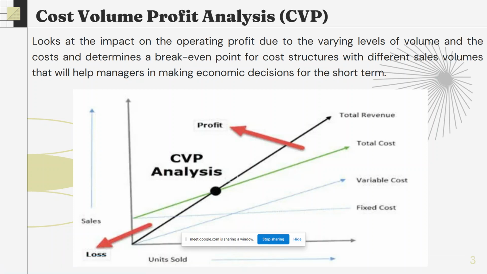Let's talk first about what is cost volume profit analysis. Cost volume profit analysis, also called CVP, looks at the impact on the operating profit due to the varying levels of volume and cost, and determines break-even points for cost structures with different sales volumes that will help managers in making economic decisions for the short term. CVP analysis can predict the business profit for a given situation and show how many products they will need to sell in order to break even the cost of the product operation.